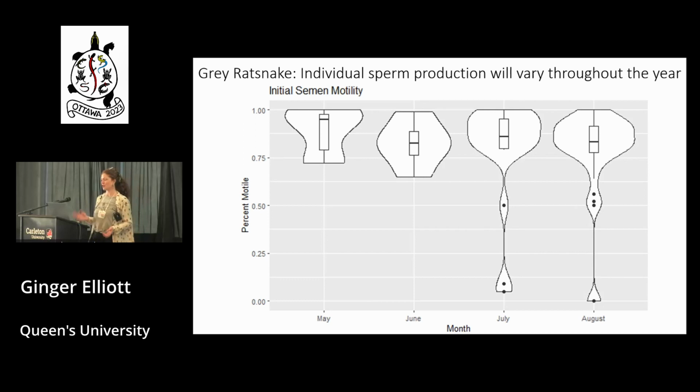So you'll see a lot of the time everything we collect and everything we see in the scope has movement. That's been really exciting. And it consistently is over 75%. So even those cells that have problems are moving. However, in July and August, it's a lot more variable. We started to get some non-motile cells coming out as well. So we just thought that was very interesting to note, because it could be that it's dying in the reproductive tract. There's a lot of possibilities.